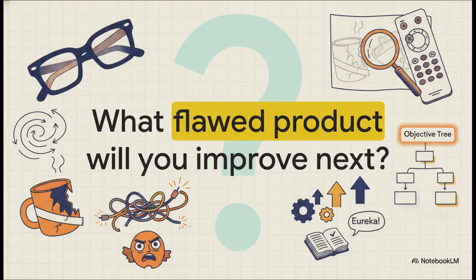So, as you leave this session and walk around your campus or head back home, keep your eyes open. Look for the frustrations, the weird workarounds, the bad designs people just put up with. What flawed product is failing its users right now? And more importantly, what product will you improve next?